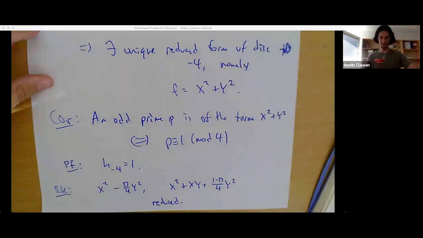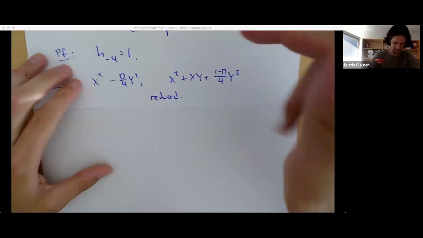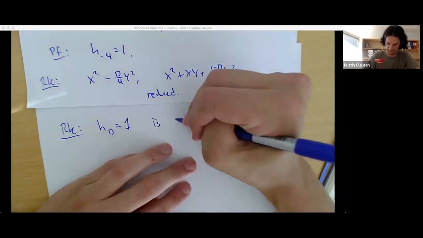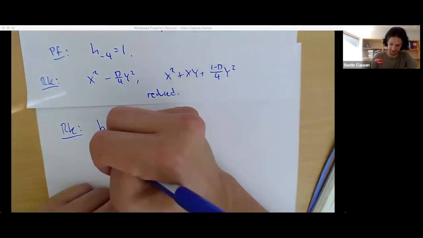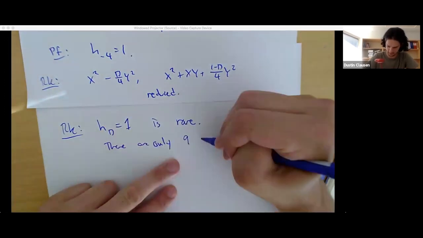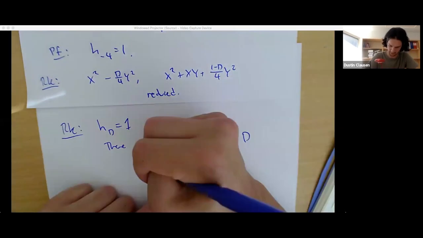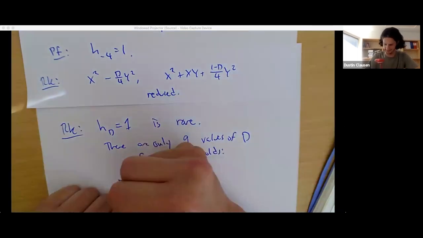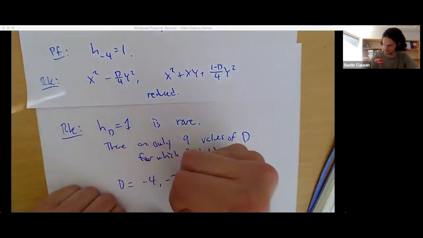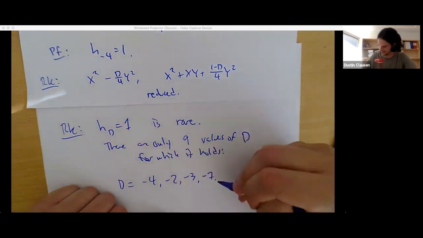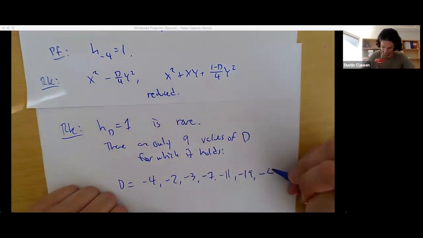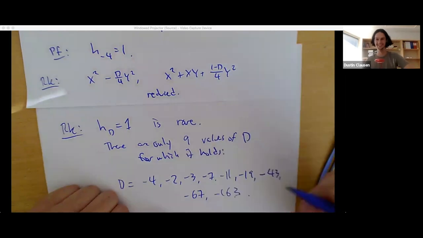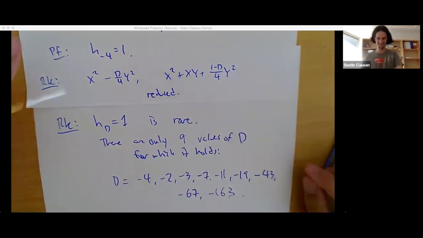And let me make one final remark. The class number being 1 is rare. In fact, there are only 9 values of D for which it holds. So D equals, and I don't know it off the top of my head, minus 4, minus 2, minus 3, minus 7, minus 11, minus 19, minus 43, minus 67, and finally everyone's favorite, minus 163.